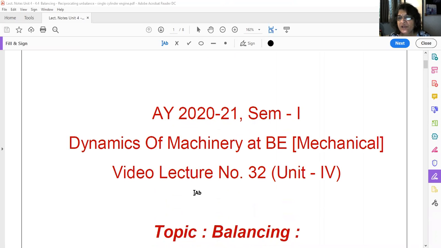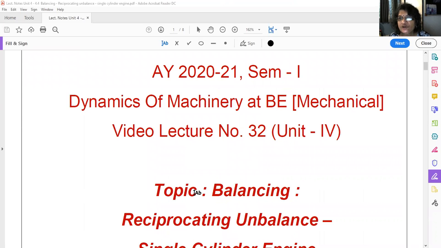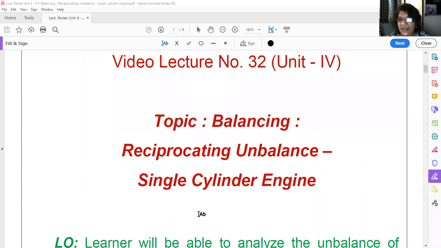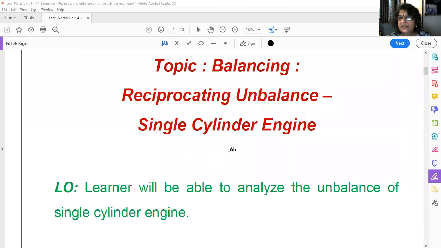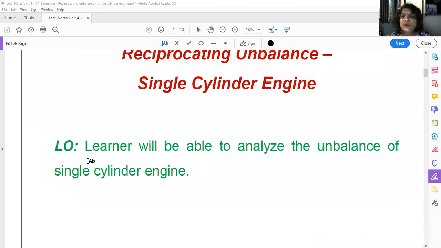This is our video lecture number 32, on unit number 4, that is balancing. Today we are going to start reciprocating unbalance, in which we are going to study balancing of a single cylinder engine. The learning outcome is that you will be able to analyze the unbalance of a single cylinder engine.